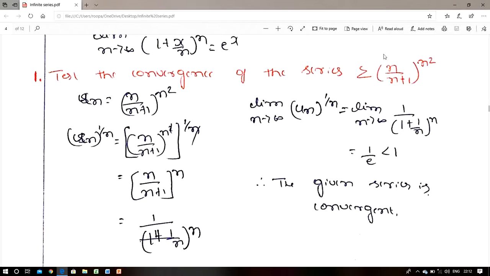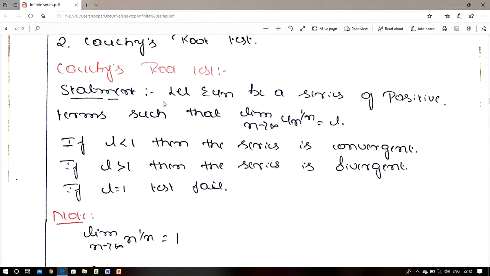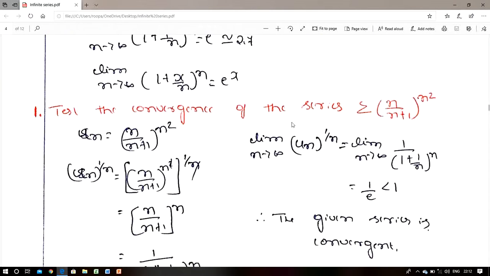Test the convergence of the series summation of n by n plus 1 whole to the power of n square. Consider this equal to un. un is n by n plus 1 whole to the power of n square. Cauchy's root test states that limit n tends to infinity, un whole to the power of 1 by n is equal to L. So first we have to find un to the power of 1 by n. That is, un is n by n plus 1 whole to the power of n square.